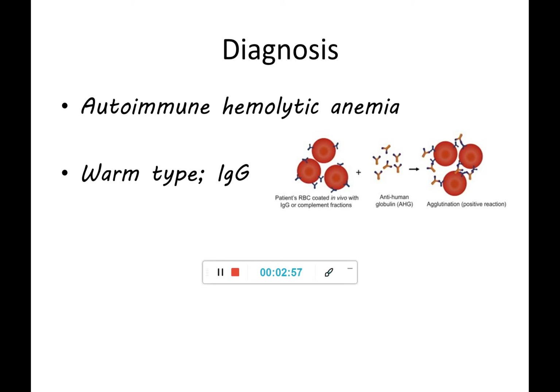In warm type, this is usually a temperature more than or equal to 37 degrees centigrade. In cold type, it is usually at low temperatures. Are you able to follow this? Right. Now, what I would want you to remember is that once the coating of the RBCs by the antibodies is done, they will get trapped inside the splenic macrophages.